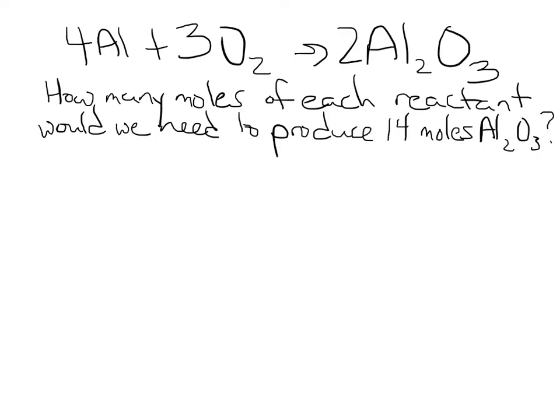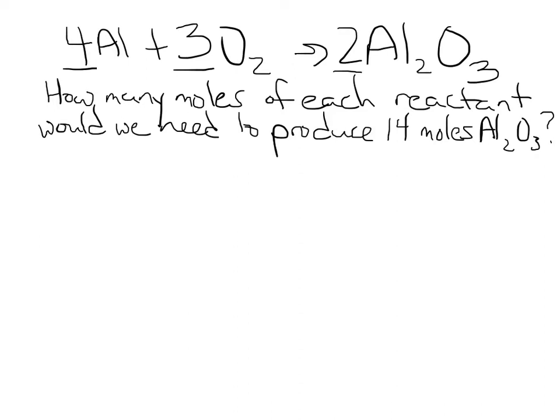So, for instance, I know that in this equation I have 4 moles of aluminum and 3 moles of oxygen that combine to form 2 moles of aluminum oxide. Now, you know that we're not going to make it that simple, and so here's the question that you might be asked. And this is typical of a question you might be asked about this sort of topic. How many moles of each reactant would we need to produce 14 moles of aluminum oxide?